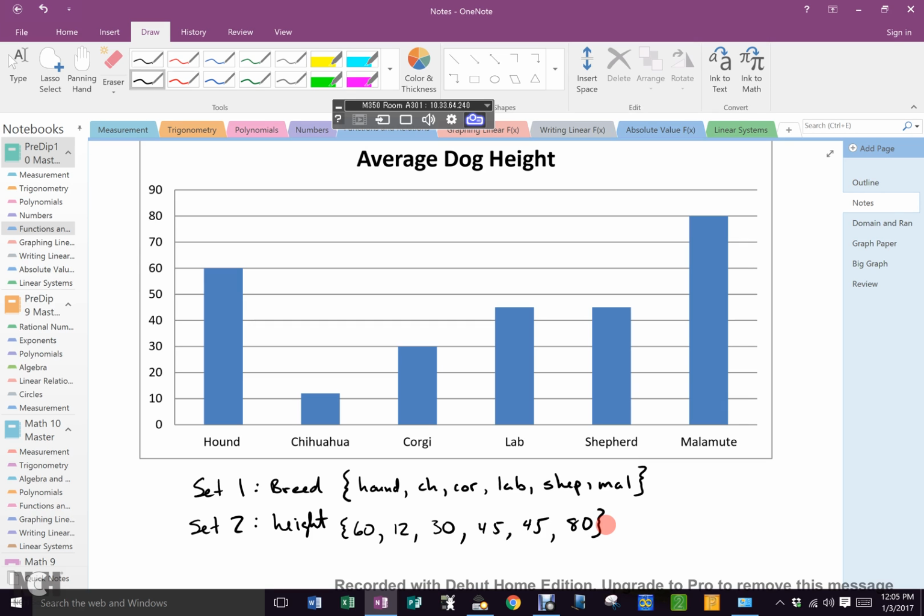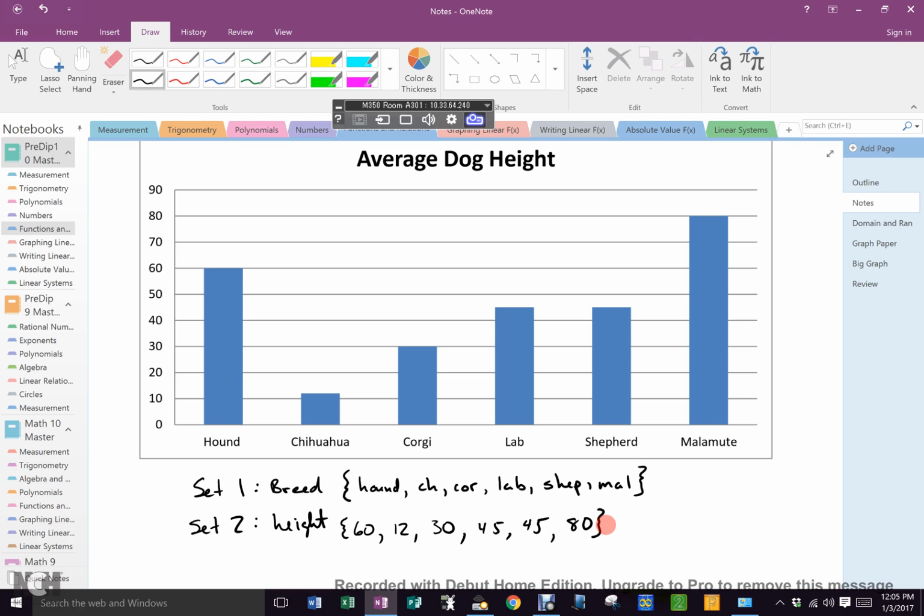Everybody with me? So if I say to you, how tall is the average Malamute? Can you tell me? Yes. 80. Whatever. Centimeters, inches, whatever. It's not labeled, but 80. 80 units tall, right? What dog averages 12 units tall? Chihuahua. So we have a relation. Everyone understand? Because every dog has a height, and every height has a dog. Cool? But there's a problem here, isn't there?